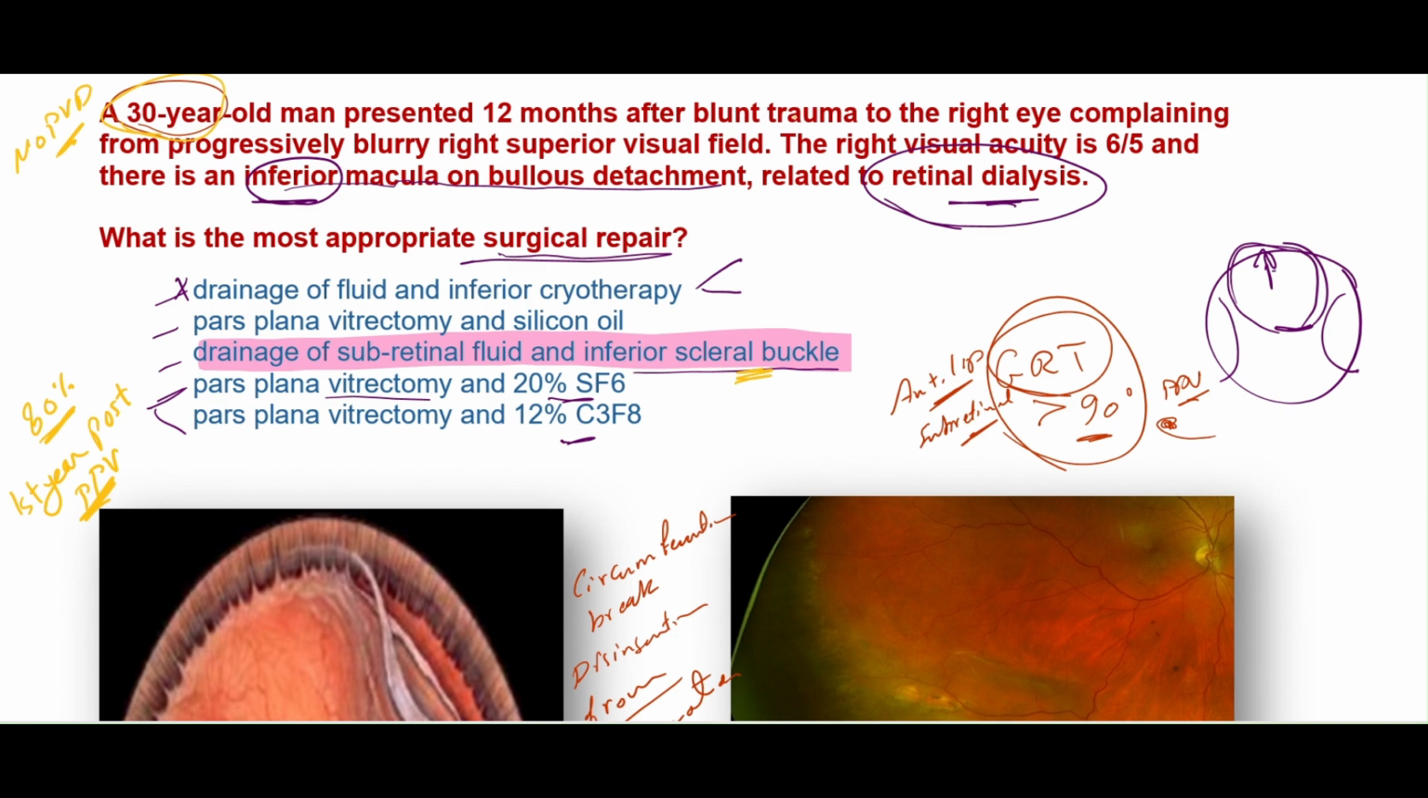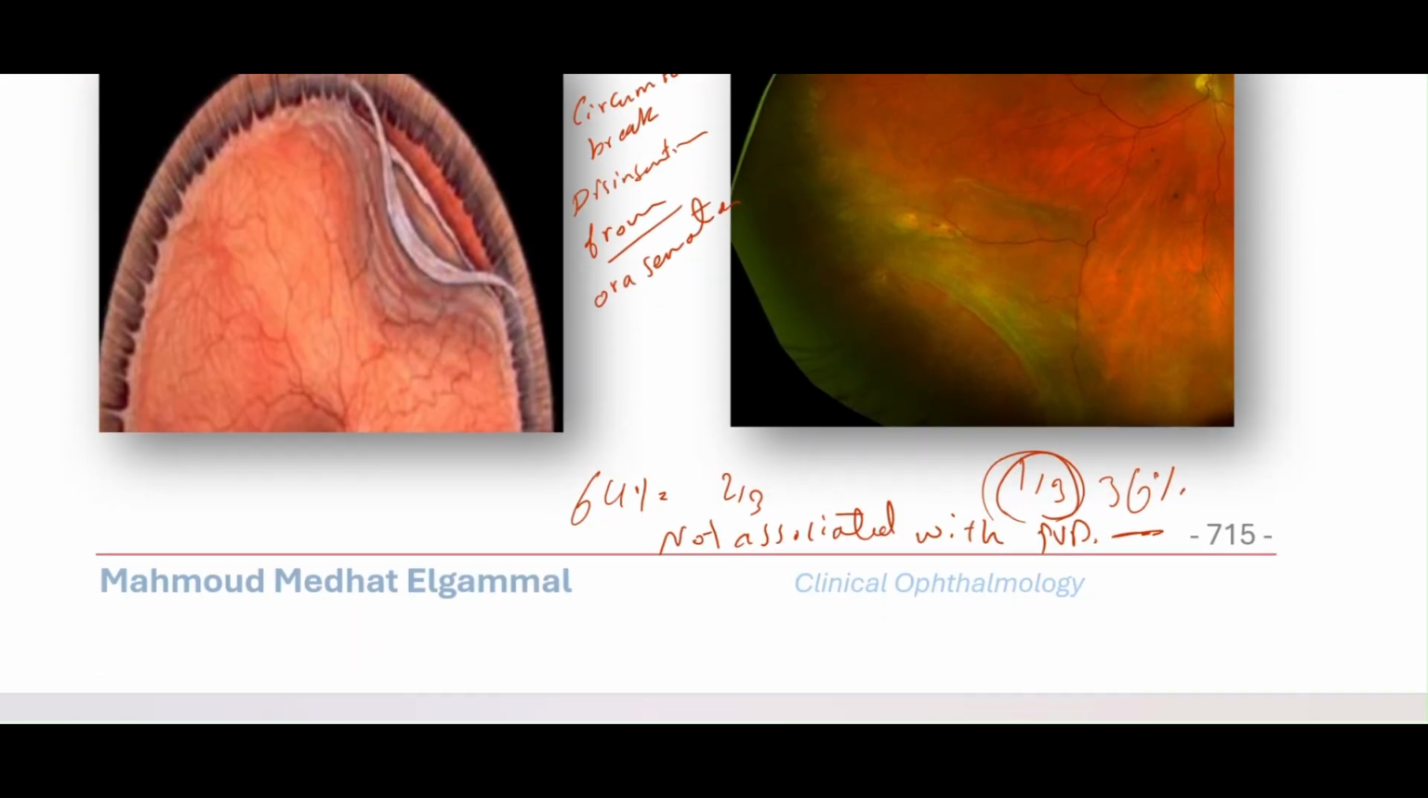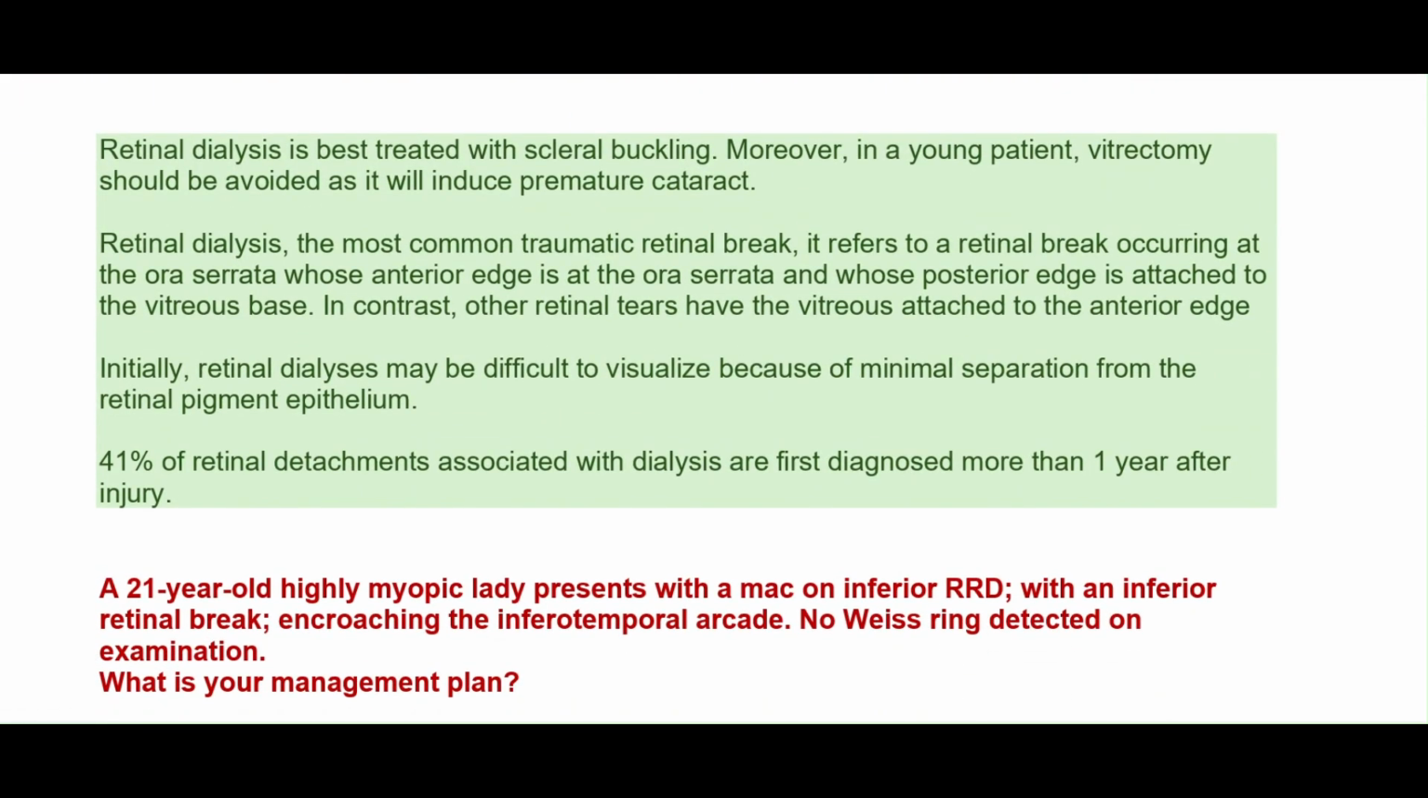The second piece of information is blunt trauma. So blunt trauma might cause dialysis. After blunt trauma, dialysis might occur superonasally, by the way, while inferotemporally happens frequently. Superonasally is very frequent in trauma.